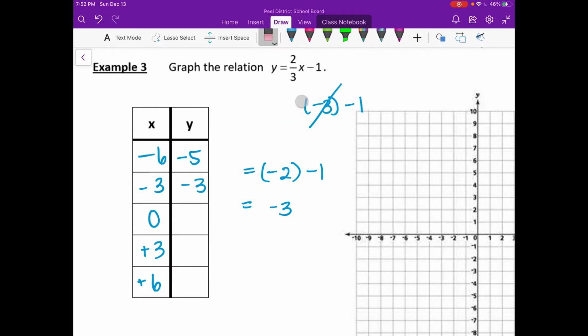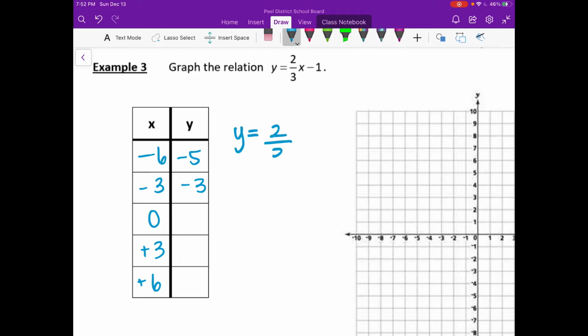Right? And again, I'm using these numbers just because they're easy to work with, and I don't want to be plotting decimals. Just annoying. So then I'm going to do 2 over 3. 0 is always a great number to work with. Right? 2 over 3 times 0 is just 0. Minus 1 is just going to give me negative 1.